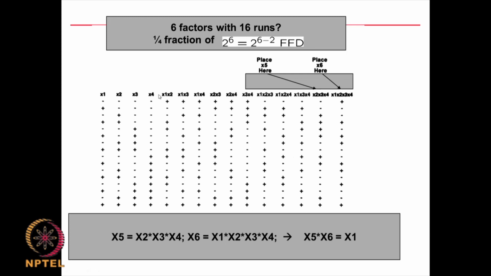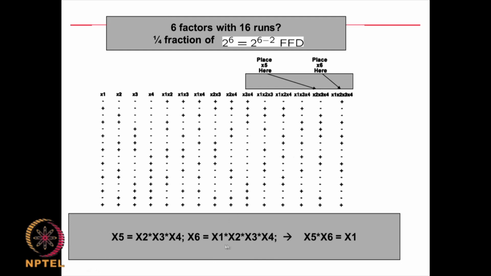Now, I want to introduce 2 more parameters x5 and x6 because I want to do a 1/4 design of 2 power 6. So, how do I represent 2 power 6 minus 2, or a 1/4 fraction of 2 power 6? The question is, where do I introduce these 2 variables, x5 here and x6 here? I have so many choices here, here, because a main effect can always be confounded with 3-way interactions, 3 factor interactions.